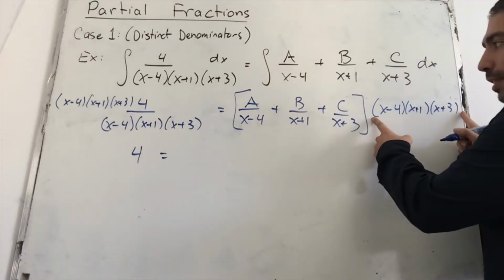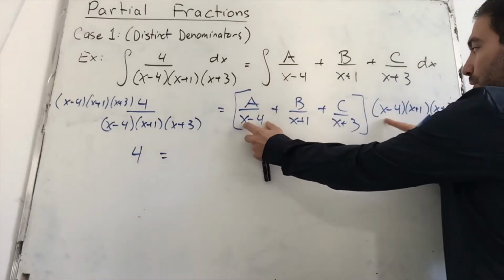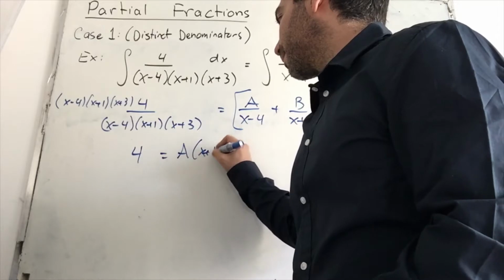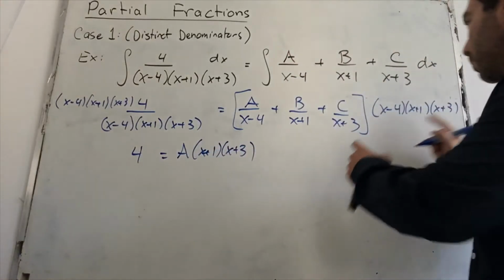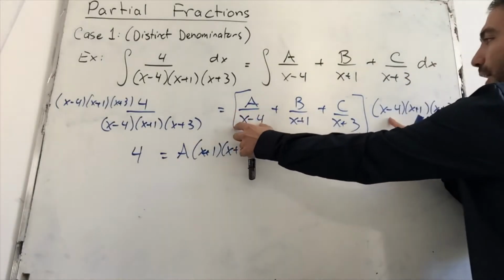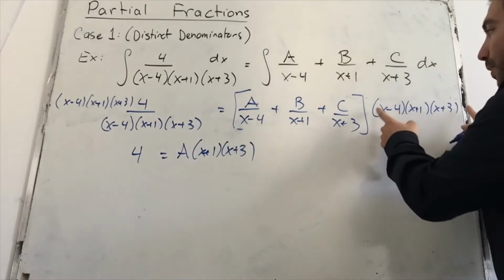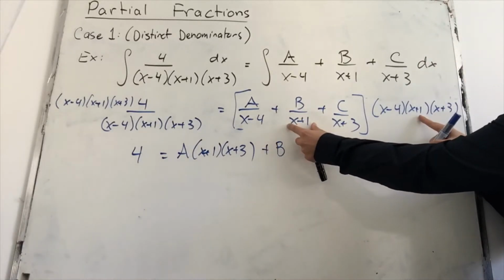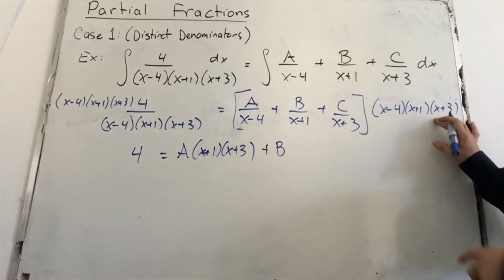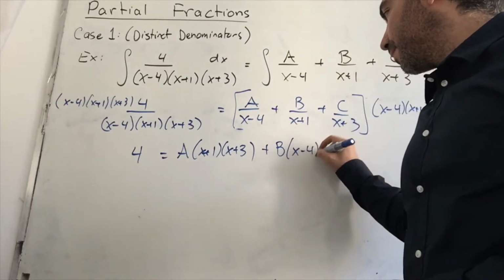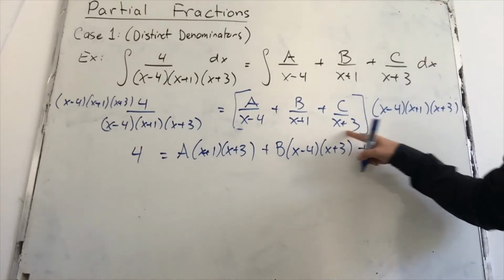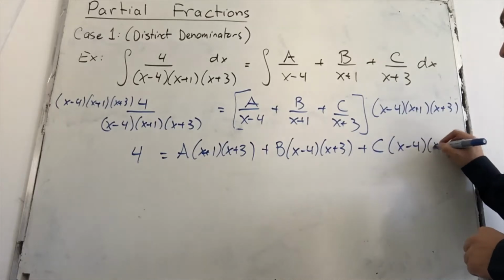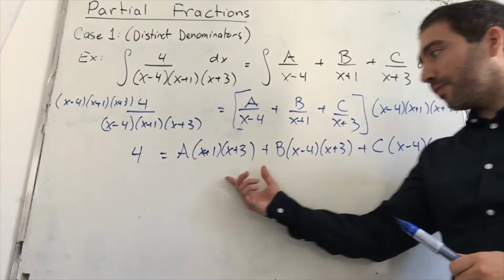If we focus on the first term, notice the x minus 4's cancel, but we're left with a times x plus 1 and x plus 3. We're multiplying this entire thing times the first term, the x minus 4's cancel, leaving us with x plus 1, x plus 3 on top. We do the same thing with the second term. We get plus b. There's x plus 1 on the bottom, so it's going to cancel with the x plus 1, leaving us with x minus 4, x plus 3. And lastly, the third term, the x plus 3's cancel, leaving us with c times x minus 4, x plus 1. Okay. So we have to solve for a, b, and c.